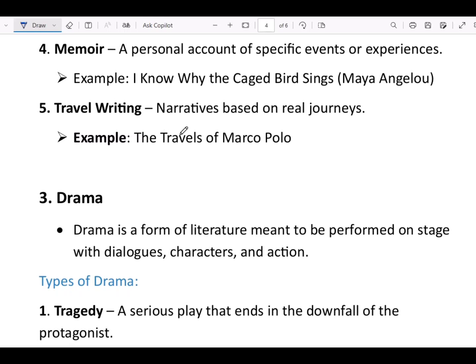Travel writing is a narrative that is based on a real journey. As we discussed, non-fiction is all about real-life events, real people and real things. So travel writing is a narrative based on a real journey. For example, The Travels of Marco Polo. Suppose you are going on a traveling tour, and after facing a certain event, a certain tragic incident or maybe a normal incident, you decide to write a book on that. Then that comes under travel writing.